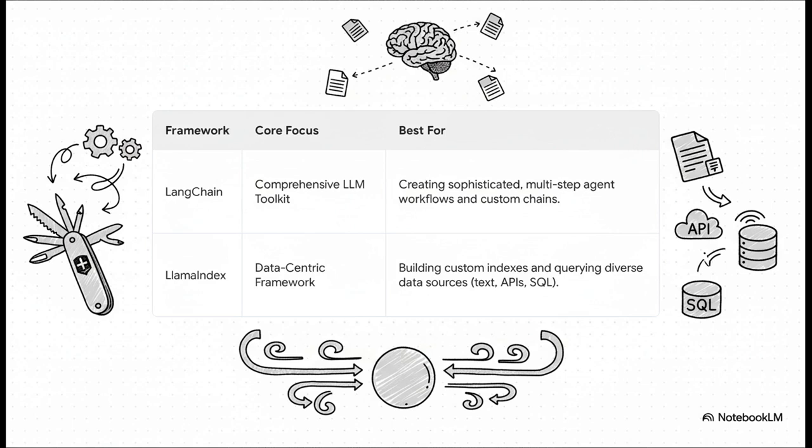LlamaIndex, on the other hand, is much more data-centric. Its whole focus is on being the best at connecting all sorts of different data sources. We're talking plain text, APIs, even SQL databases directly to your language model.